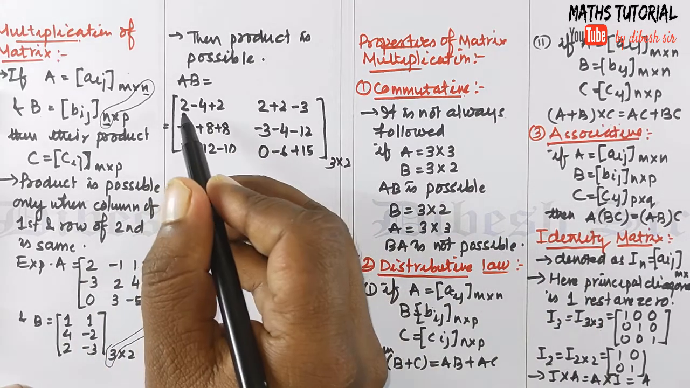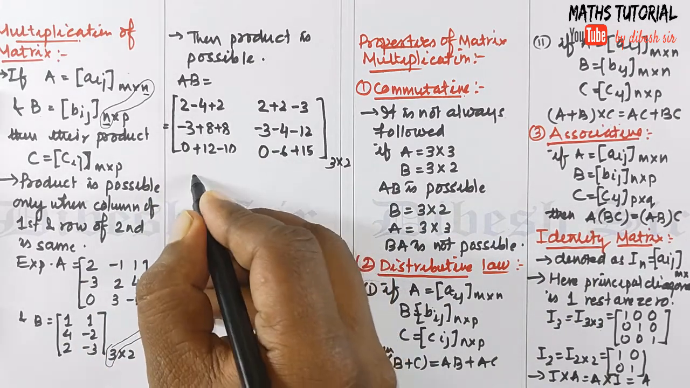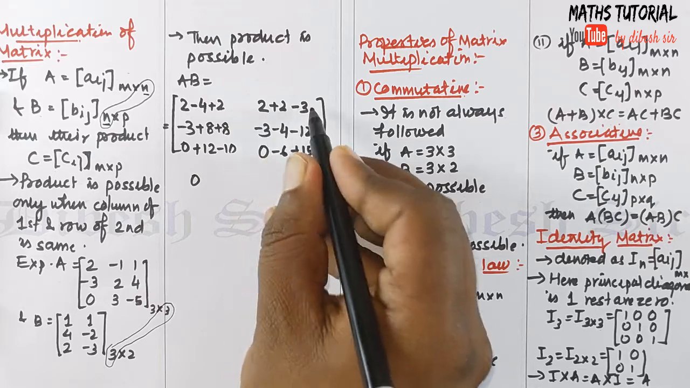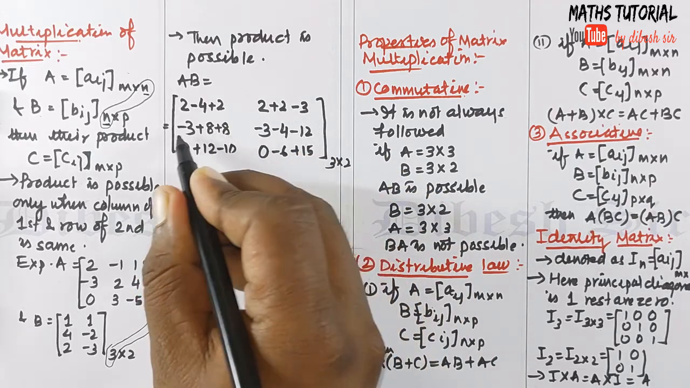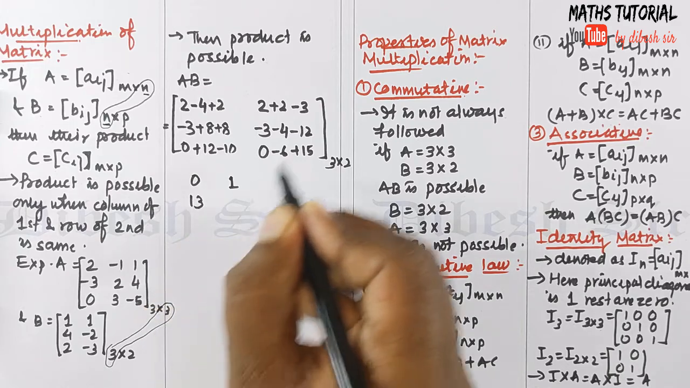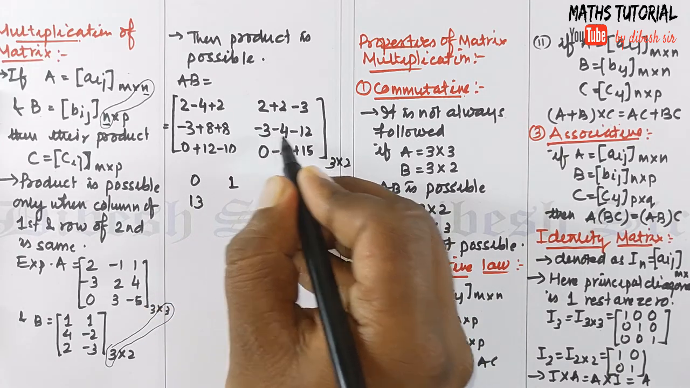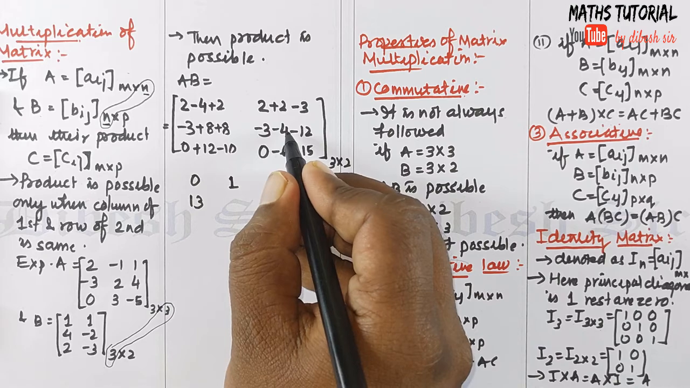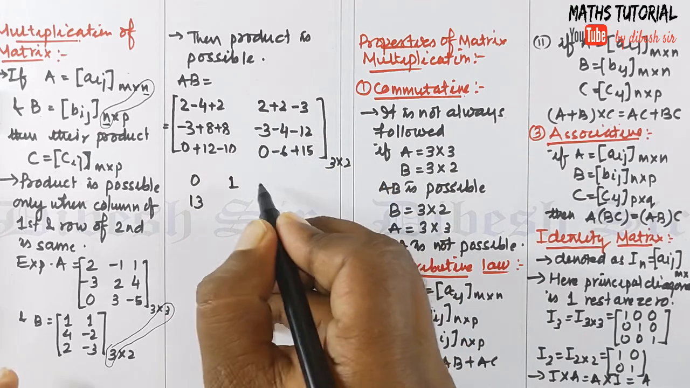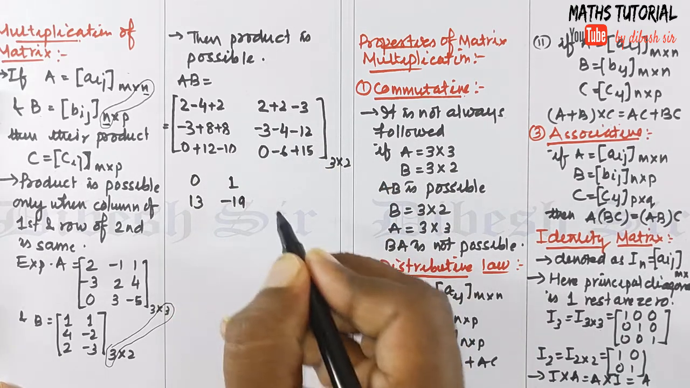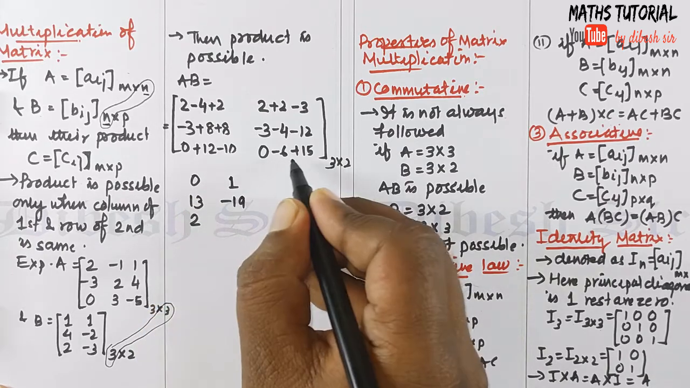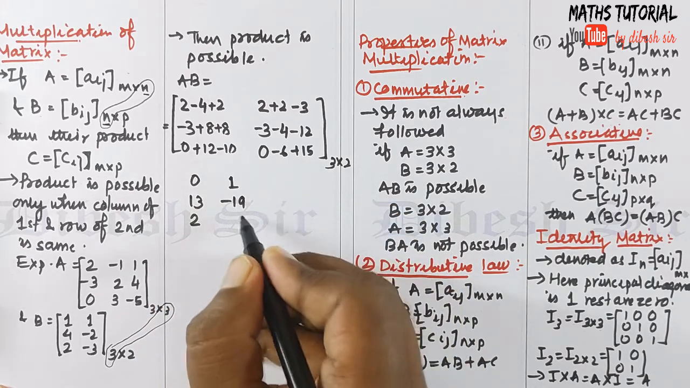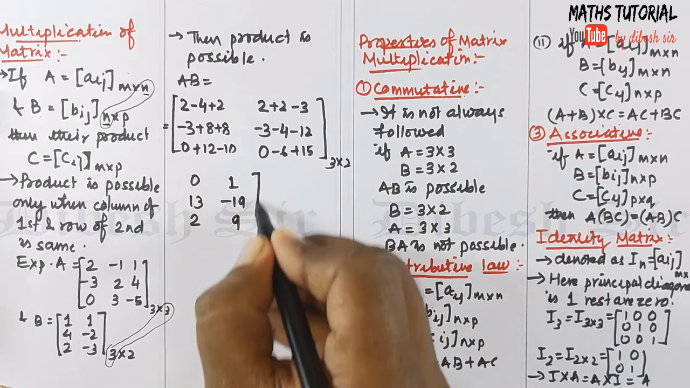Now solve it. 2 plus 2, 4 minus 4, 0. 2 plus 2, 4 minus 3, that is 1. 8 plus 8, 16 minus 3, 13. Minus 12 minus 3, minus 15, minus 19. 12 minus 10, that is 2. 15 minus 6, that is 9. This is our final answer.